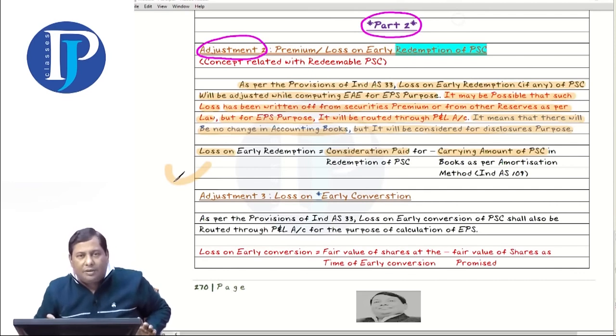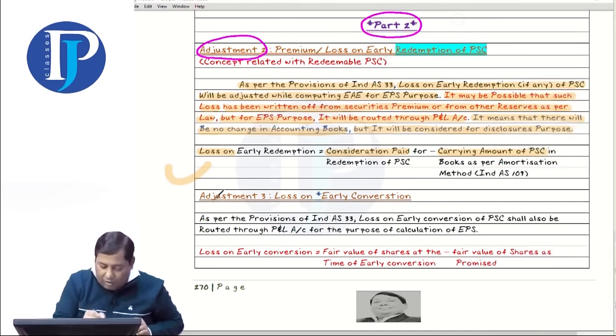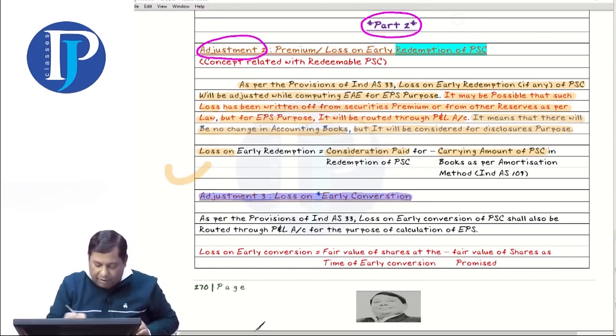This is the second adjustment that we learned. First was dividend, second was early payment, then we covered the third concept. The third adjustment was loss on early conversion. This is written incorrectly.